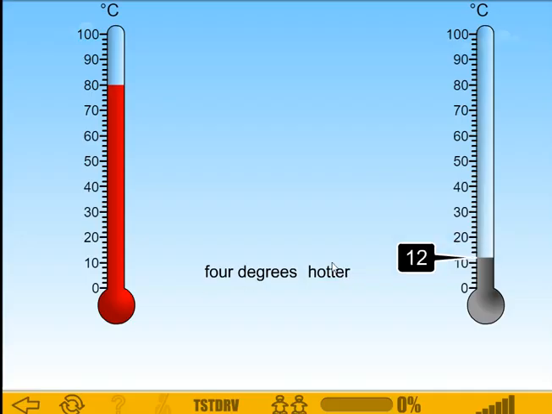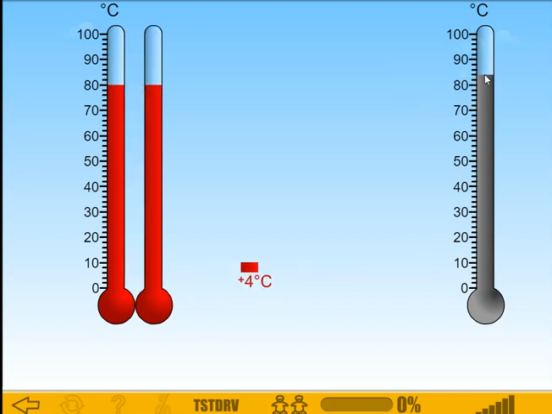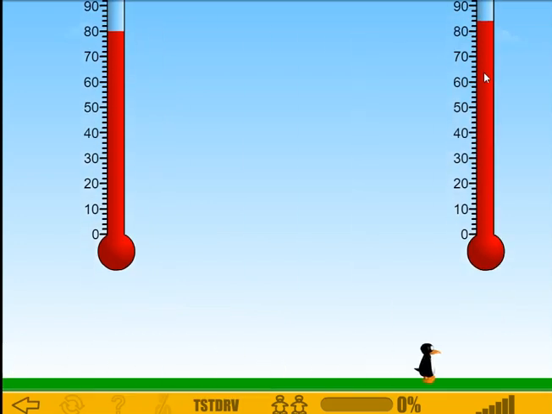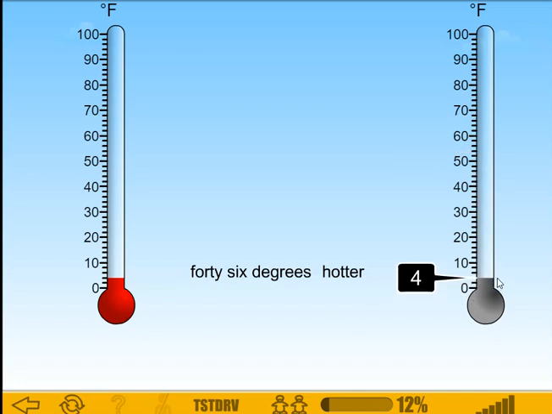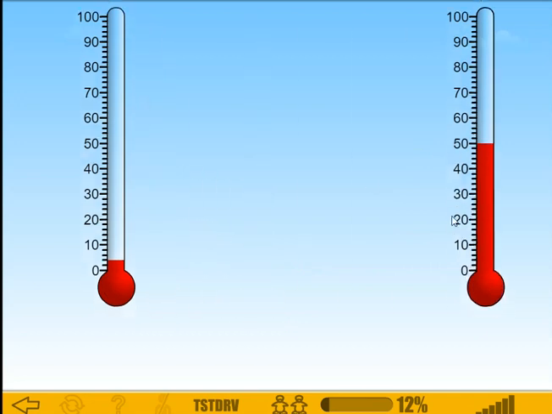4 degrees hotter. So from 80 to 84 would be 4 degrees hotter. And 46 degrees hotter from 4 degrees. So you have 4 degrees. I'm going to add 6 first to get to 10, and then add 40 to that to get to 50. Boom. 4 plus 46 is 50.